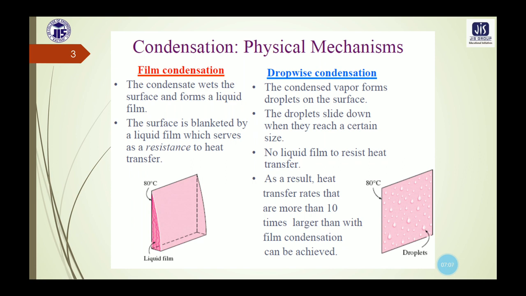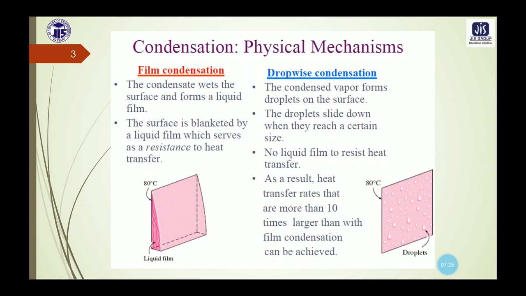Now what happens as there is no resistance to heat transfer? Due to that, heat transfer rates more than 10 times larger than with film condensation can be achieved. So that is another main difference between film and dropwise condensation.